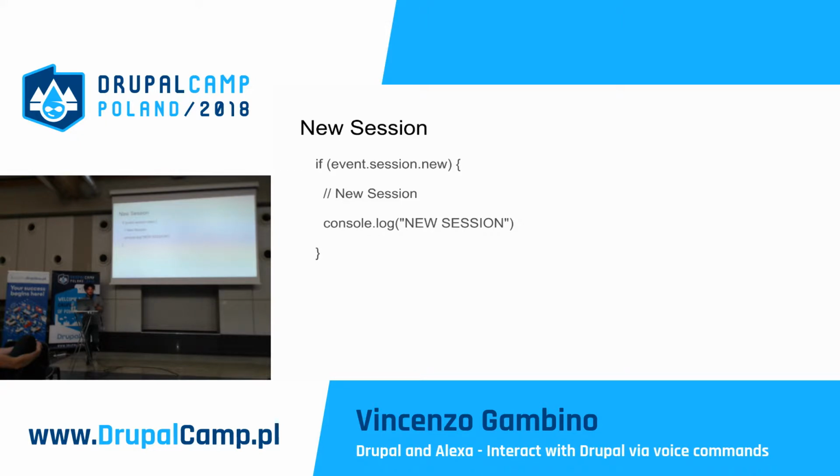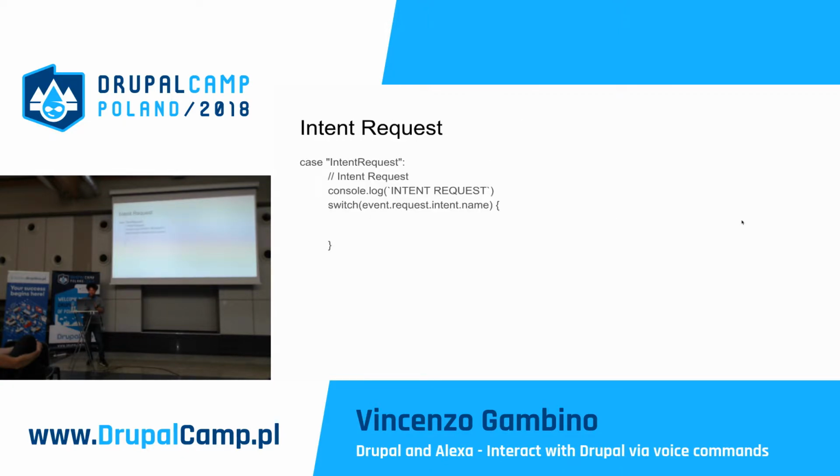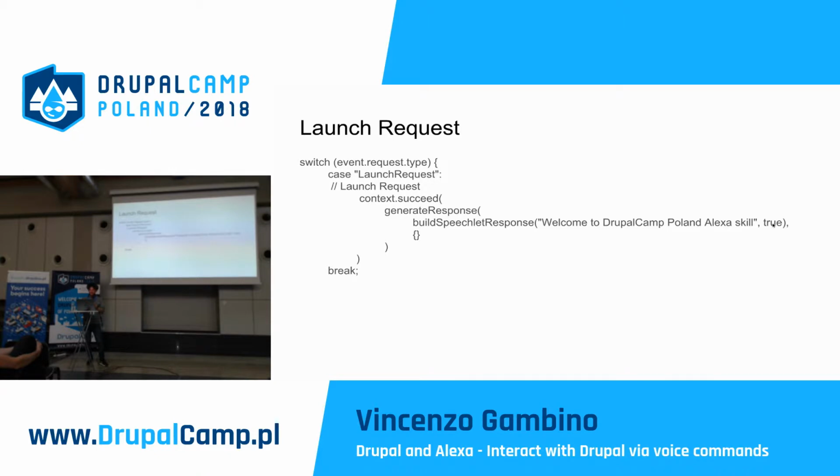So this is the new session event. We have a new session, and we can use console log to debug. Then we have the launch request. So we go through the request type. If it's a launch request, we'll send back the response, welcome to DrupalCamp Poland Alexa skill, and we will end the session.